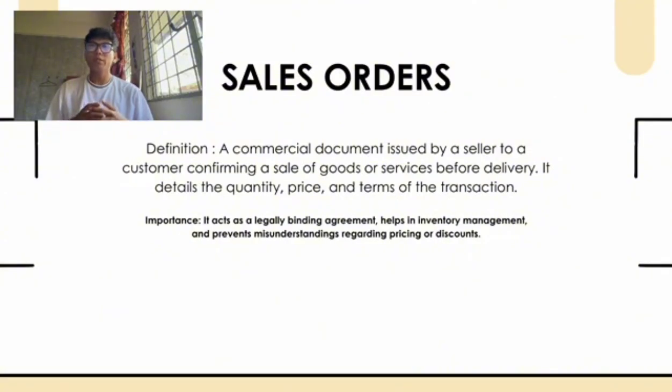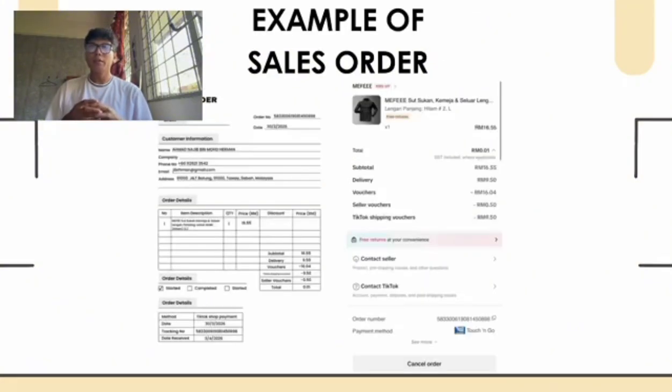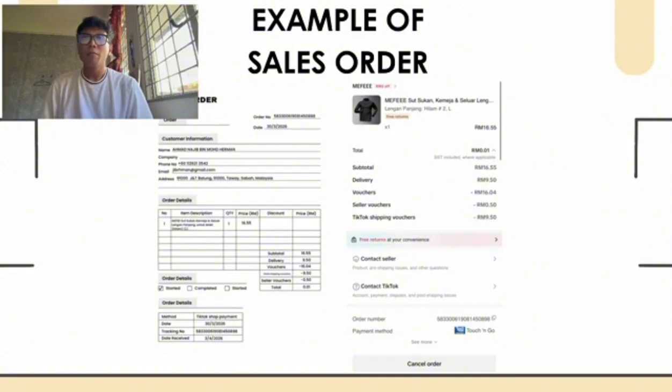For the importance, it acts as a legally binding agreement, helps in inventory management, and prevents misunderstandings regarding pricing or discounts. And as you can see, these are the examples of sales orders. Based on this TikTok shop transaction, a sales order is the initial agreement between the buyer and the seller.